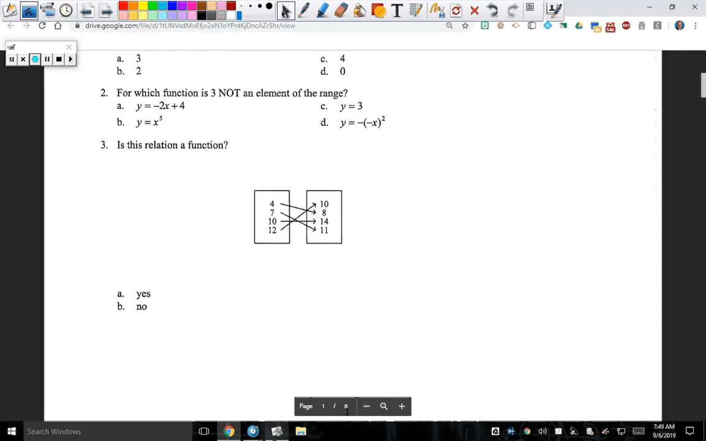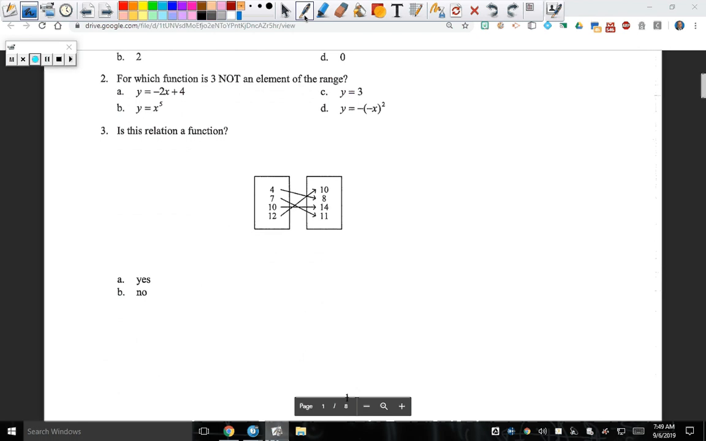It says, for which function is 3 not an element of the range? So there's that y value again. We're looking at when y is equal to 3, but when is 3 not an element of the range? If we were to graph these individually, let's start with this one. We know it's mx plus b.